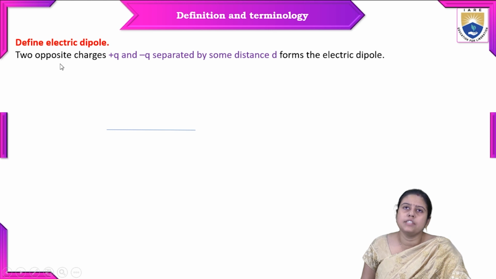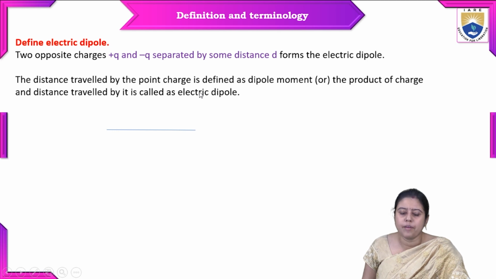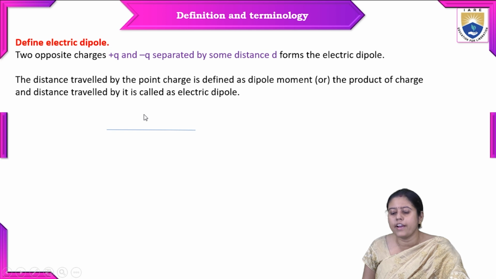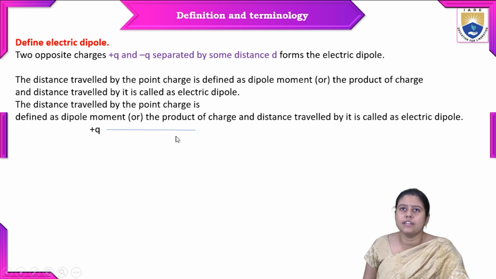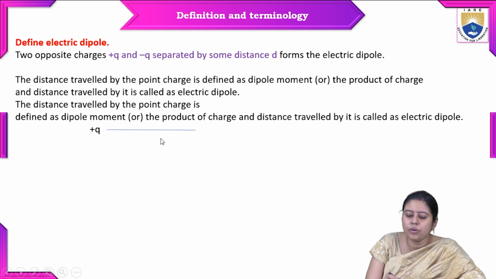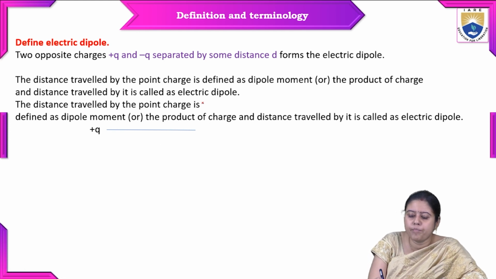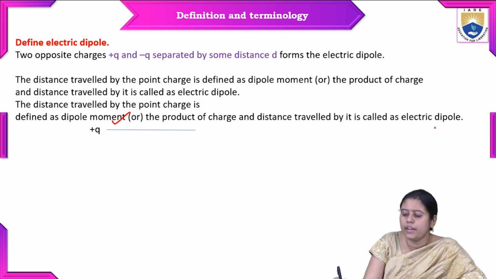If two opposite charges plus q and minus q are separated by some distance d, they form the electric dipole. The dipole moment is the product of charge and distance. So the distance traveled by the point charge is defined as the dipole moment or the electric dipole.